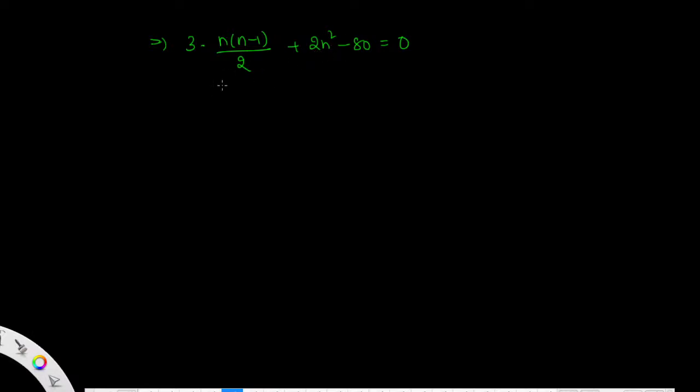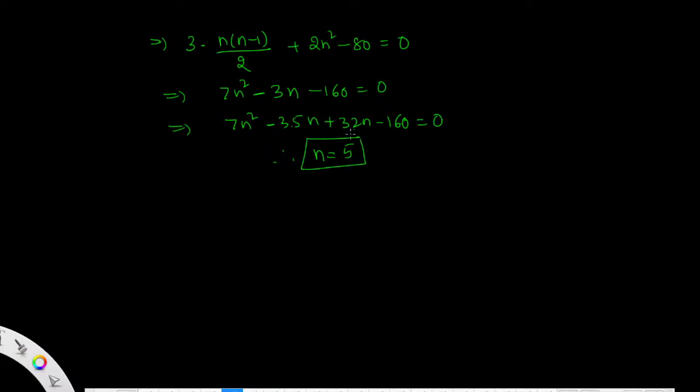From this, taking the LCM, 2 to the 4n square, here n square 3. So totally we can get 7n square minus 3n minus 160 equal to 0. Then solving by factorization, minus 35n plus 32n minus 160 equal to 0. Therefore, taking 5 common, we get n equal to 5. That's all. By doing the simplification, we can get the number of circles. The maximum points of intersection of n circles, that is 5 circles and 5 straight lines among themselves, becomes 80 points of intersection.